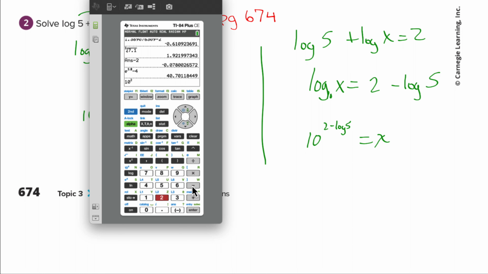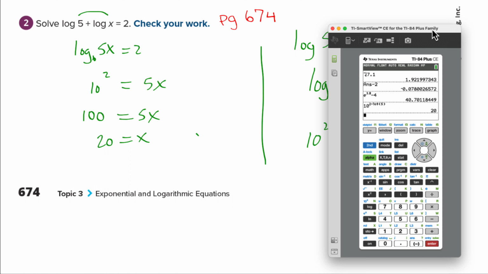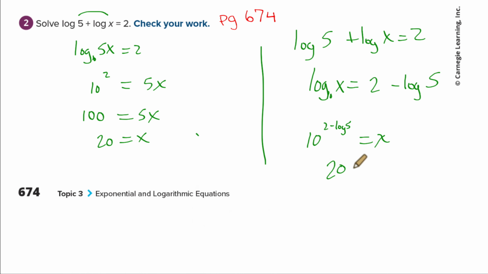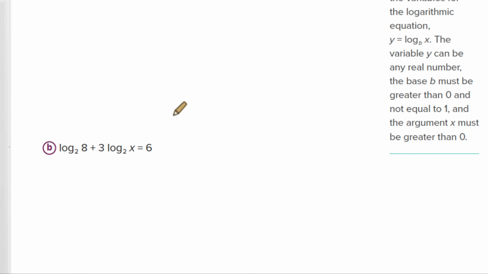2 minus log of 5. What's this going to give me? 20? What do we get the other way? 20. Woo! Thank goodness. They're the same. Get to keep my job, at least for another day. And that is number 2. Let's keep rolling. Let's look now at 675. We're going to go down to 3b.